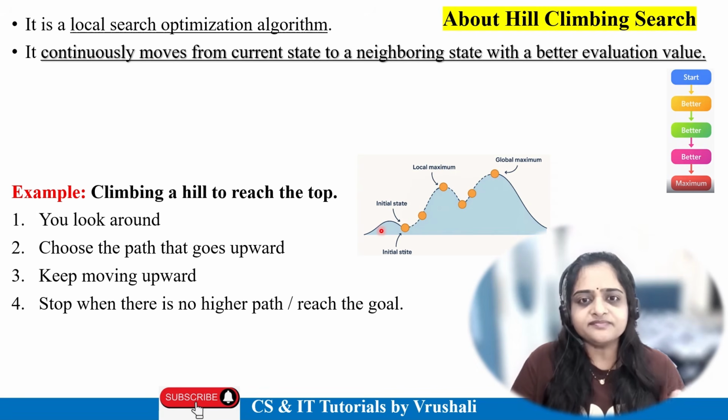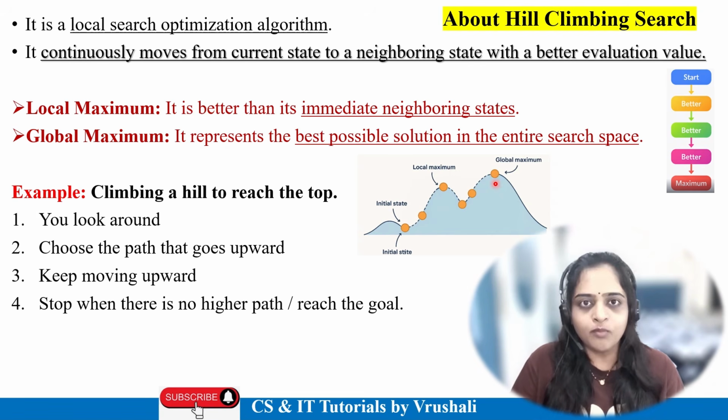So in this way you are climbing the hill to find out the best possible path which goes in the upward direction, right? And it stops when there is no higher path or you reach your goal. So this point is called the global maximum point. The global maximum point represents the best possible solution from the entire search space, right? This is the topmost point, or nearest to the top location, of a particular hill.